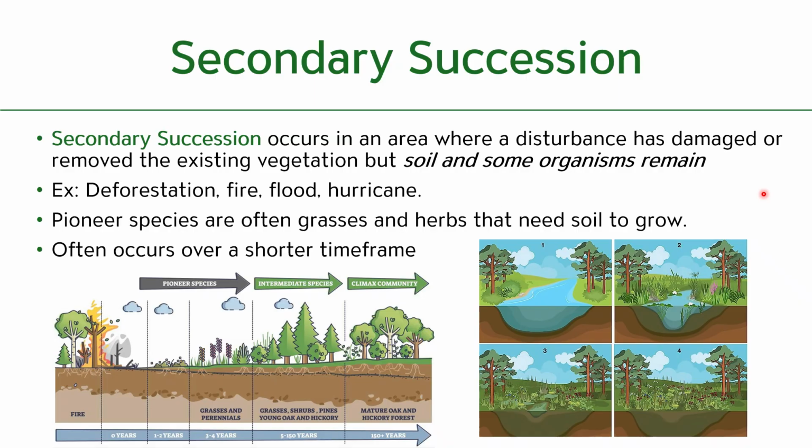Then there is secondary succession. This is going to occur in an area where a disturbance has damaged or removed existing vegetation, but soil does still remain, and some organisms like bacteria or grasses may still remain. So examples that can lead to secondary succession are things like deforestation, fires, floods, hurricanes, etc. The pioneer species for this type of succession event are often grasses and herbs, and these will occur over a shorter time frame because there's already soil there to work with.